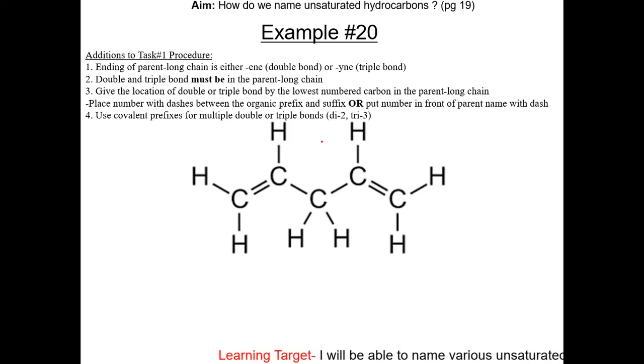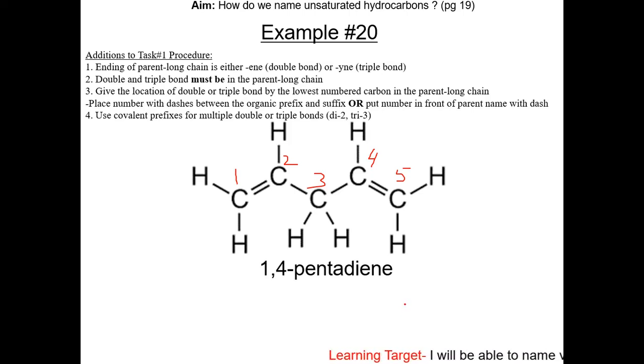Notice in question 20, the molecule has two double bonds. Use covalent prefixes for multiple double or triple bonds. Since there's two double bonds, the prefix will be di, and we're going to put it in front of the -ene. Let's number the carbons in the molecule: 1, 2, 3, 4, 5. So the name of this molecule is 1,4-pentadiene.